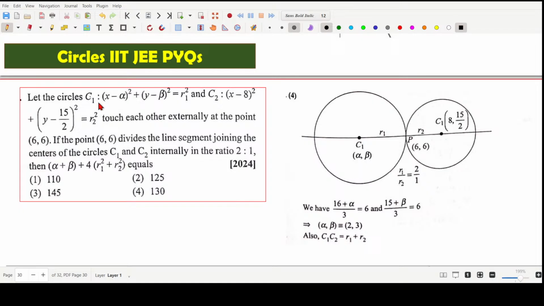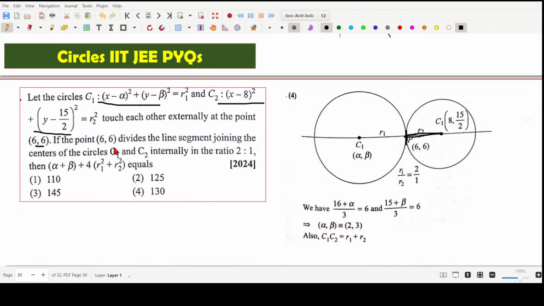See, there is a circle C1 and there is a circle C2, right? For the circle C2, we know the center, 8 and 15 by 2. This center we know. This one's center we don't know, and this one's radius we don't know. But these two are touching externally at the point 6 comma 6. That means this point is 6 comma 6, so this one's center you know, this one's radius you know. The distance between this and this, right?